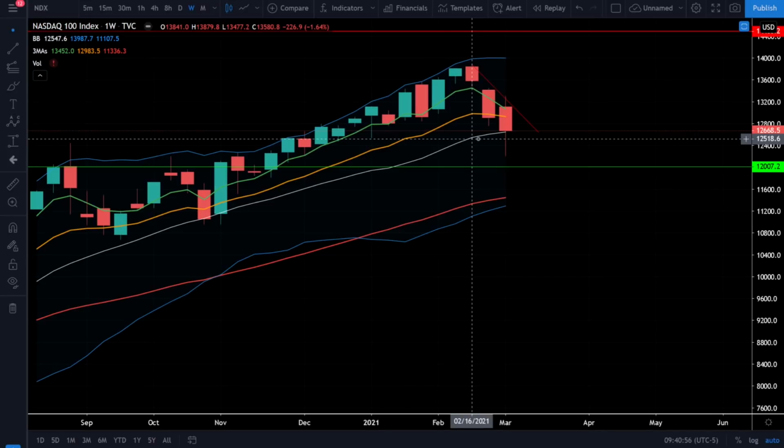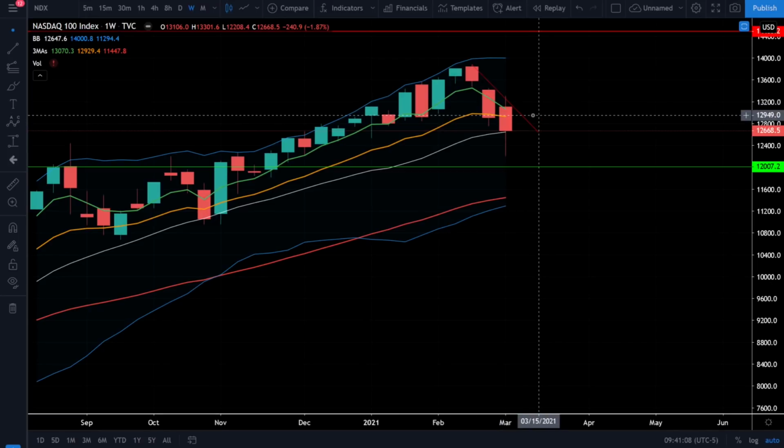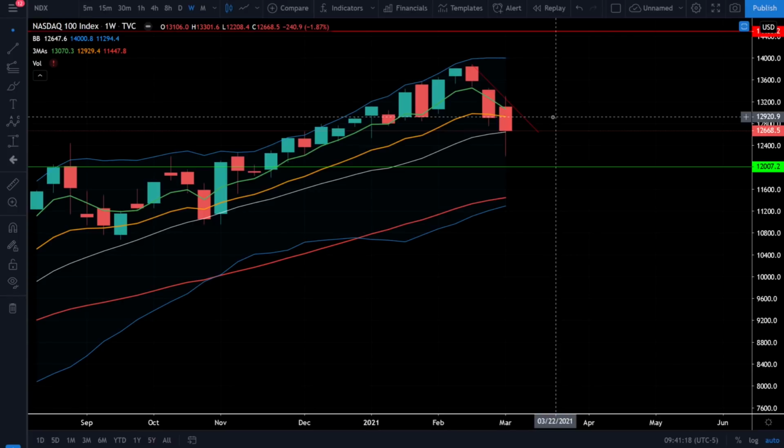However, we can also note that the 5 EMA is negatively sloping, and it does look like it could cross below the 13 EMA if we get one more negative week. So if the price action continues to head lower coming into next week, we could see that 5 EMA cross below the 13 EMA. However, we don't want to guess, and we want to let the price action tell us exactly what's going on in this market.